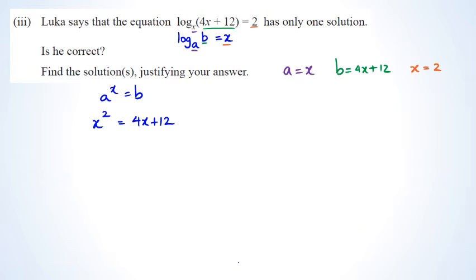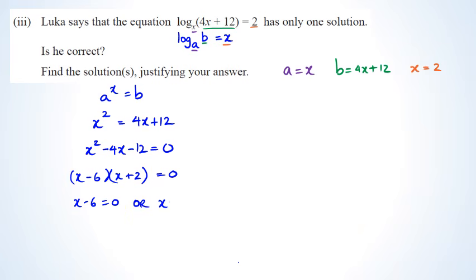At this point, what you should be seeing is you're trying to solve a quadratic. So we can rearrange this as x squared minus 4x minus 12 equals 0. And then we factorize it. Two numbers that multiply to negative 12 and add to negative 4, that's going to be negative 6 and plus 2. Now we need to solve these two values. So we get x minus 6 equals 0, or x plus 2 equals 0. So in our first answer, we get x equals 6, or x is equal to minus 2.